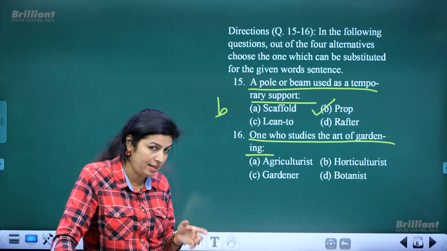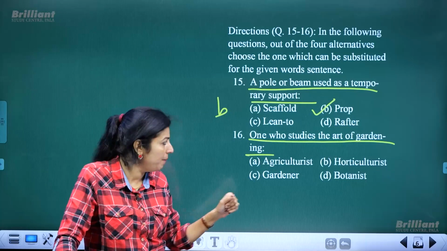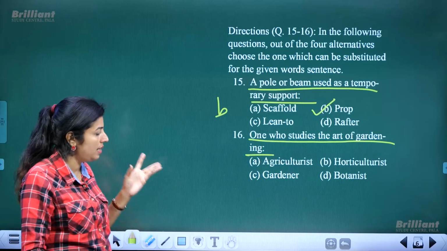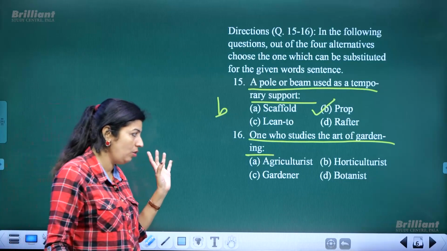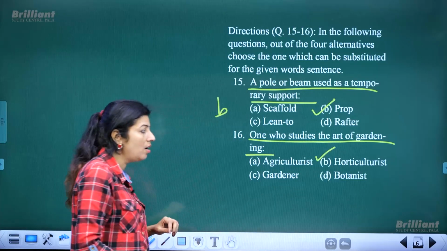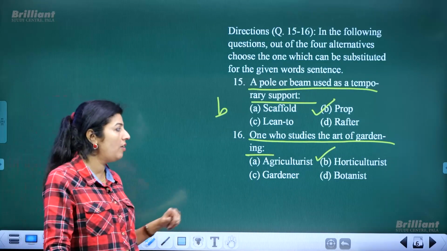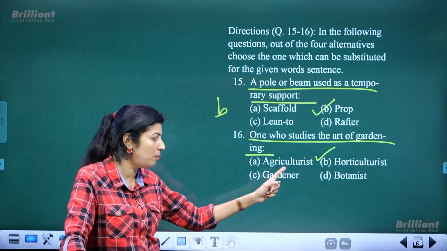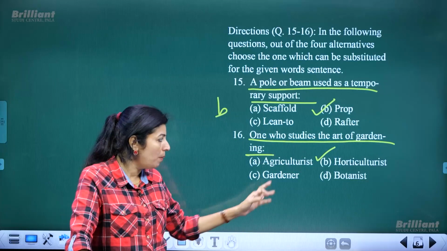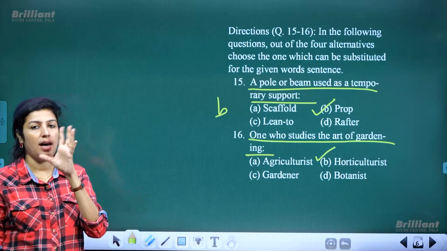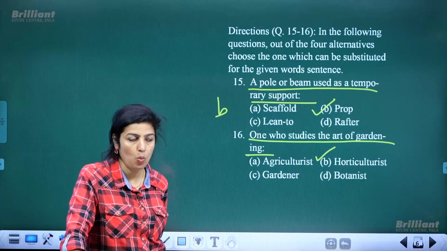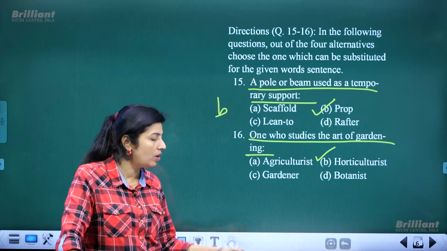Then the next is simple, the majority of you know this. But it's a bit of a tricky question, the options are tricky. One who studies the art of gardening, what do you call him? Is he an agriculturalist? Of course, you know he's not, he's a horticulturist. You call him or her a horticulturist. But then you have been given other options, a gardener and a botanist. Of course, the one who deals with botany could be left out. But then you will have a doubt, why can't it be a gardener? Why is it horticulturist and not a gardener?